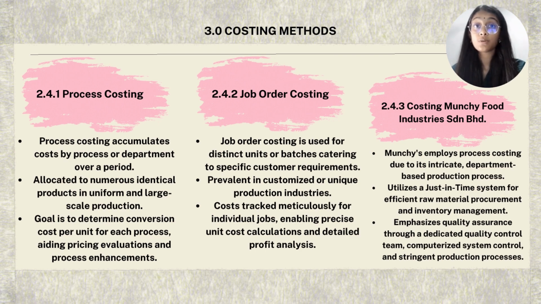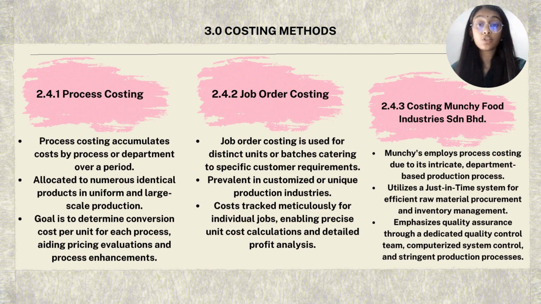The first is process costing, which accumulates costs by the process of the department over a period, allocated to numerous identical products in uniform, large-scale production. It goals in determining the conversion cost per unit for each process, aiding pricing evaluation and process enhancement.